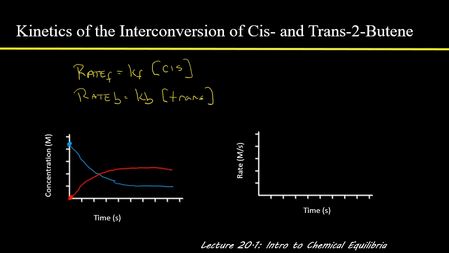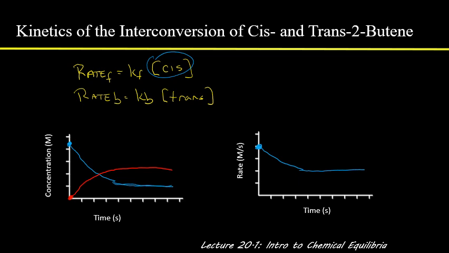All right. So let's look at what would happen to the rates here. Okay. So the reaction rate for the forward reaction is based on the concentration of the cis molecule. So this reaction rate would start out fairly high because the concentration is high. And then as the concentration of the cis molecule decreases, this rate would decrease. And then eventually, this rate becomes constant.